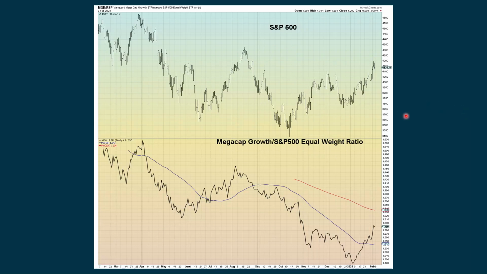Here's a relatively new chart where on the top we have the S&P 500, and then down below we have the mega cap growth, the chart that we just looked at, in a ratio with the S&P 500 equal weight. Now, the S&P 500 is a weighted index. The bigger companies will move the index more. The equal weight index is exactly like its name says. Every stock counts the same, and sometimes we can get some useful information from that. It's still showing how mega cap has been underperforming the equal weight index, but seeing some recent strength.